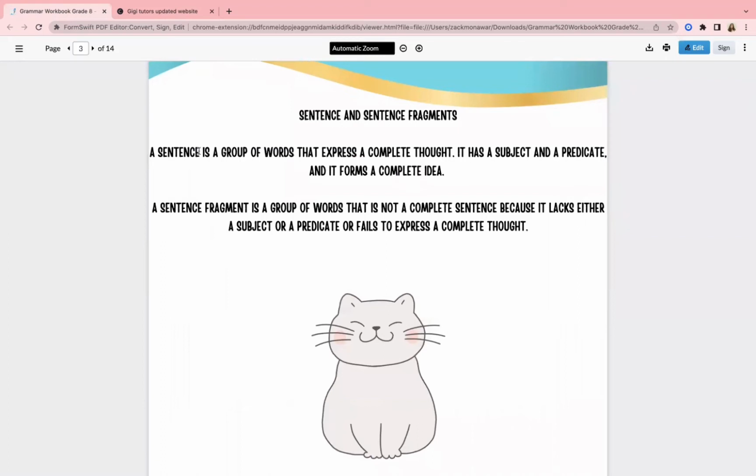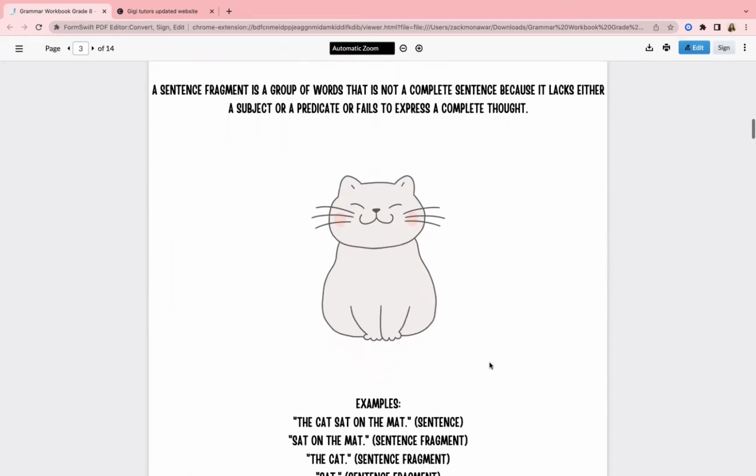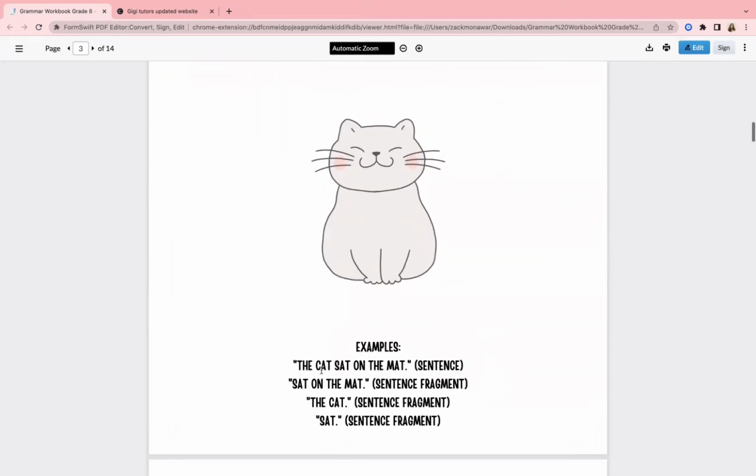So as you can see here, we are covering a wide range of topics, but our first one is sentences and sentence fragments. So a sentence is a group of words that expresses a complete thought. It has a subject and a predicate, and it forms a complete idea. Whereas a sentence fragment is a group of words that does not have a complete idea.